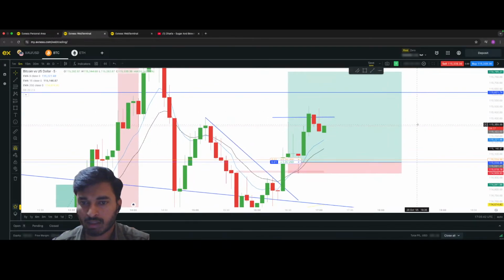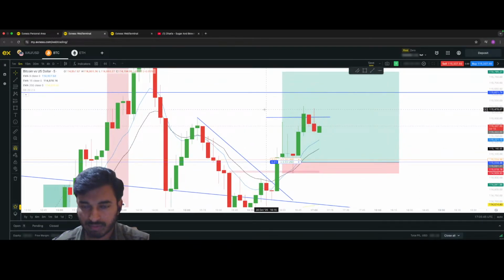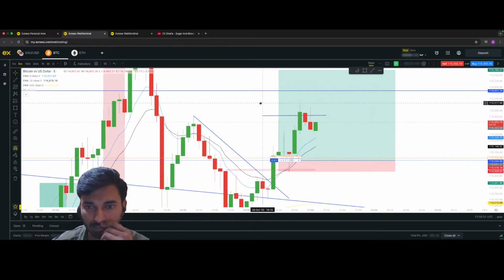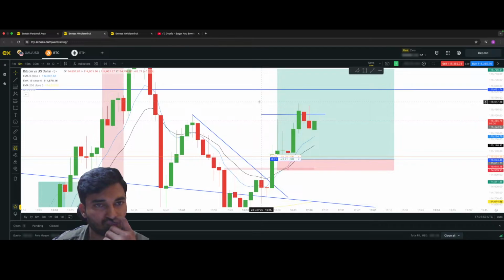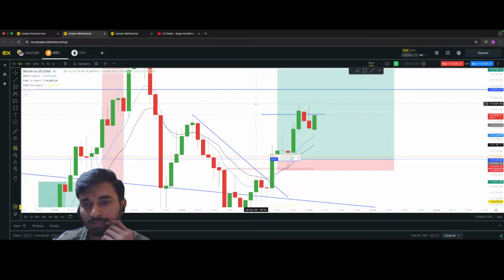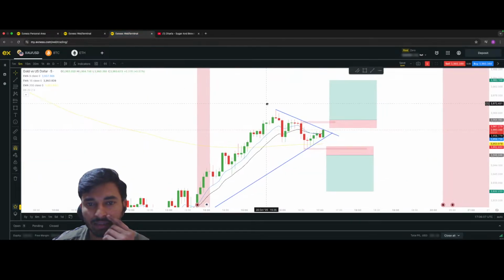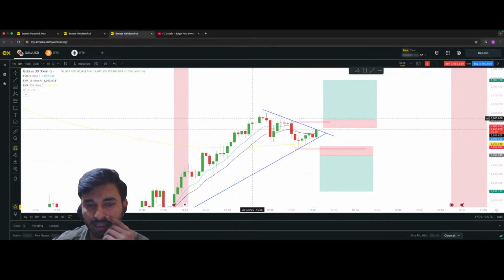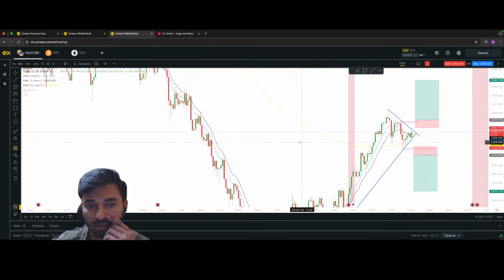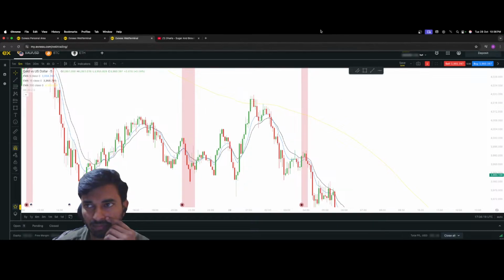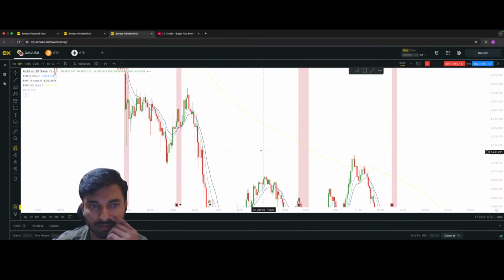Now again it took a resistance. Let's see gold. It is breaking out, it is taking support from the past 28th October. From this morning it is falling down.